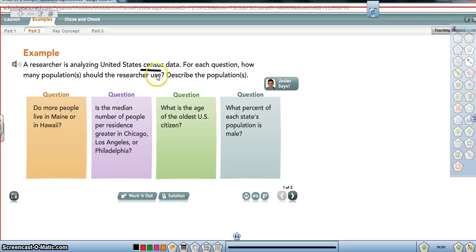For each question, how many populations should the researcher use? Describe the populations. Okay, do more people live in Maine or Hawaii? Well, we would have to find out how many people live in Maine, and we would have to figure out how many people live in Hawaii, and then we could compare them. So that would be 2 populations. We would have to study Maine and Hawaii.